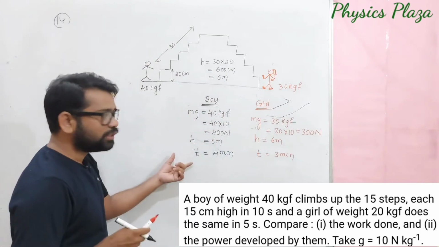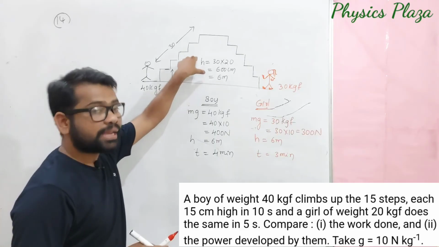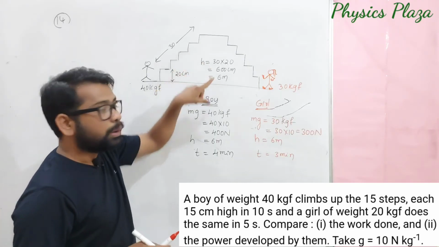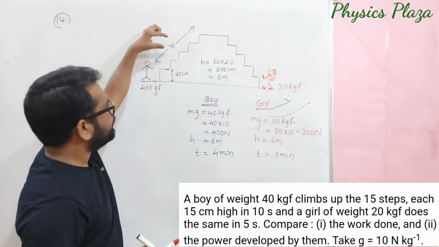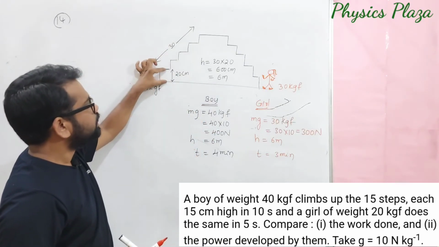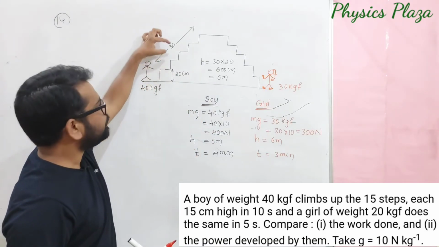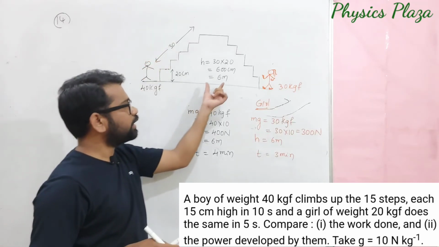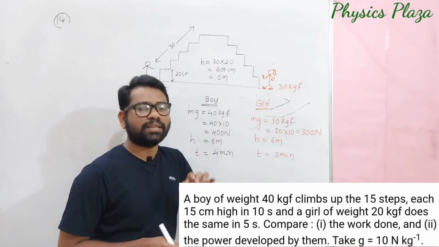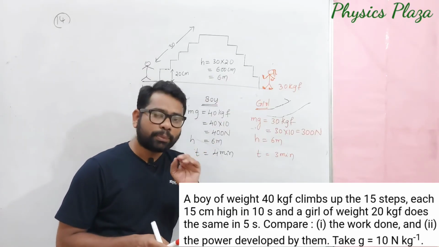Children, in order to calculate the work done, since the work is against gravity, we must know the height. But the height value is not given. However, the number of steps and the height of each step are given. If you multiply the number of steps with the height of each step, we will get the height. Now let us calculate the work done by the boy and the girl individually.